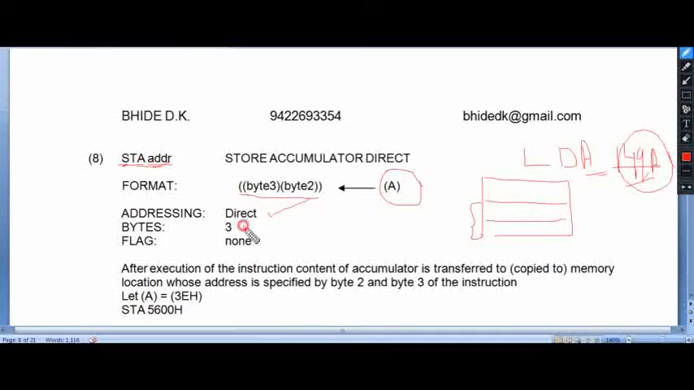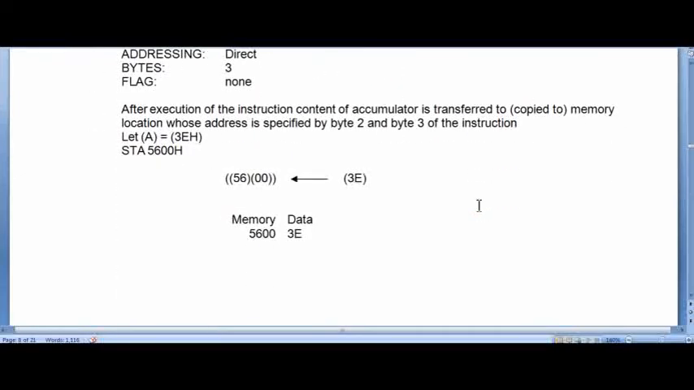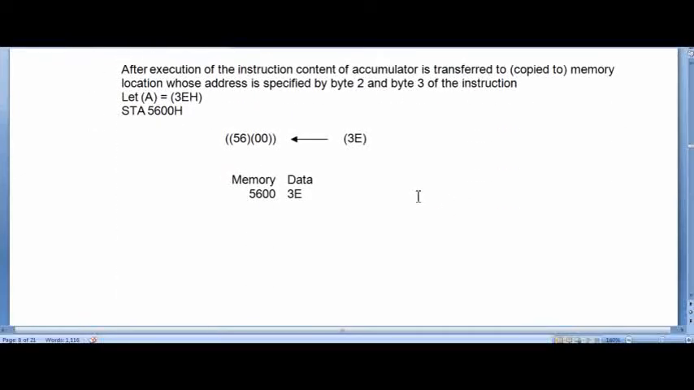3 bytes are required: first operation code, second byte low order address, third byte high order address. Flags affected: none. Let us move to a specific example.